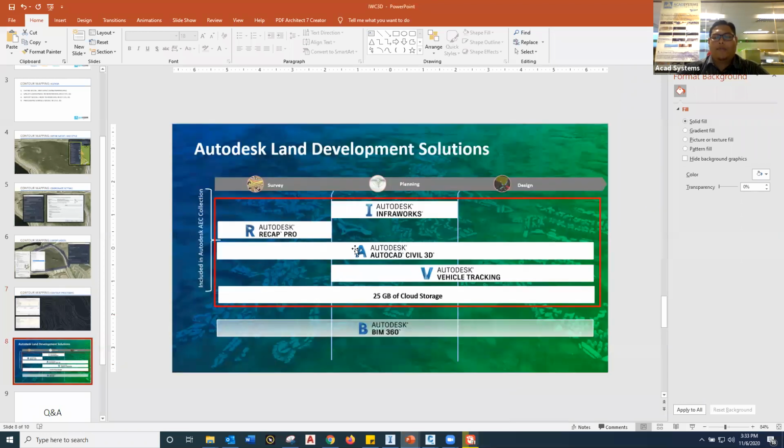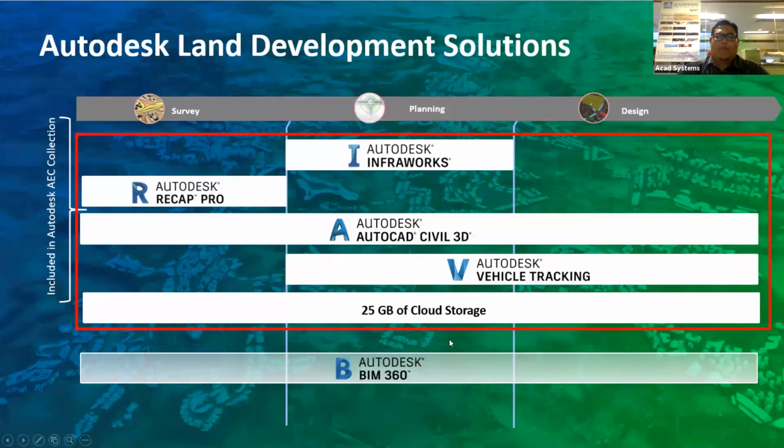And all of the software is available with the subscription of AEC Collection. There are more than 10 software, I believe. Infraworks and Civil 3D are included in the AEC Collection, and you can simply get both software along with Recap Pro. So why do we need Recap Pro? People keep asking why we need Recap Pro even though we're not using it.